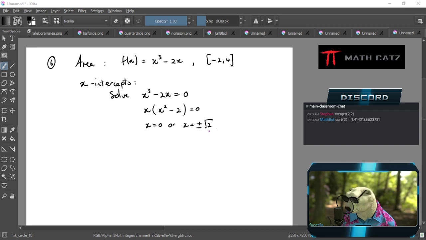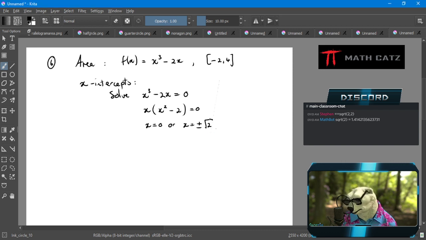Square root of 2 is roughly 1.41. So we picked a big one, but it doesn't matter. I'm not going to have just one x-intercept. Whatever x-intercepts fall in here, they happen to all fall in here. So if I'm going to break up, let's do it graphically.